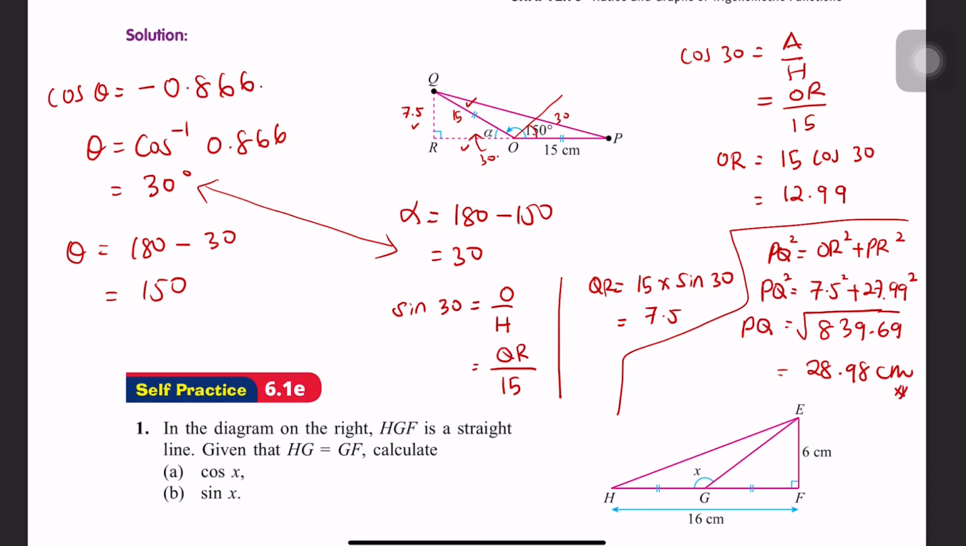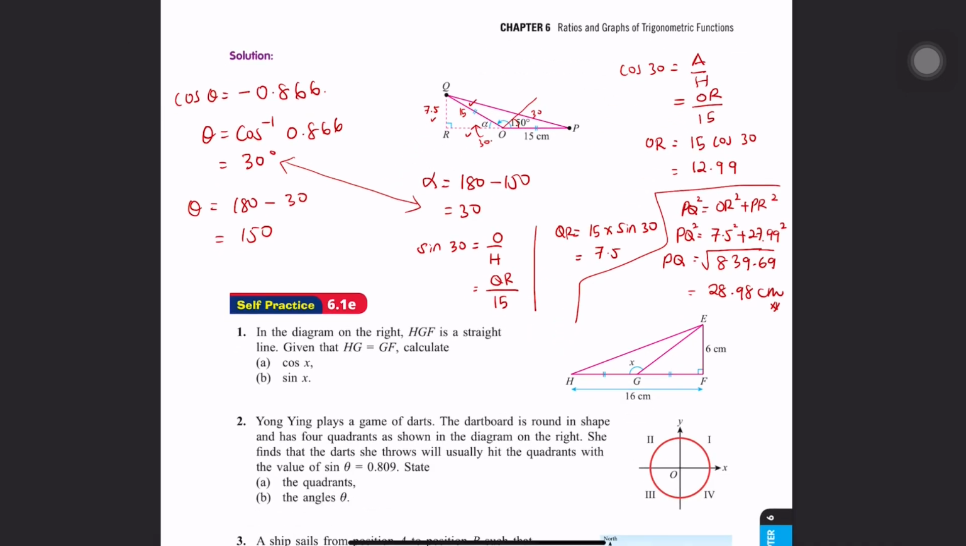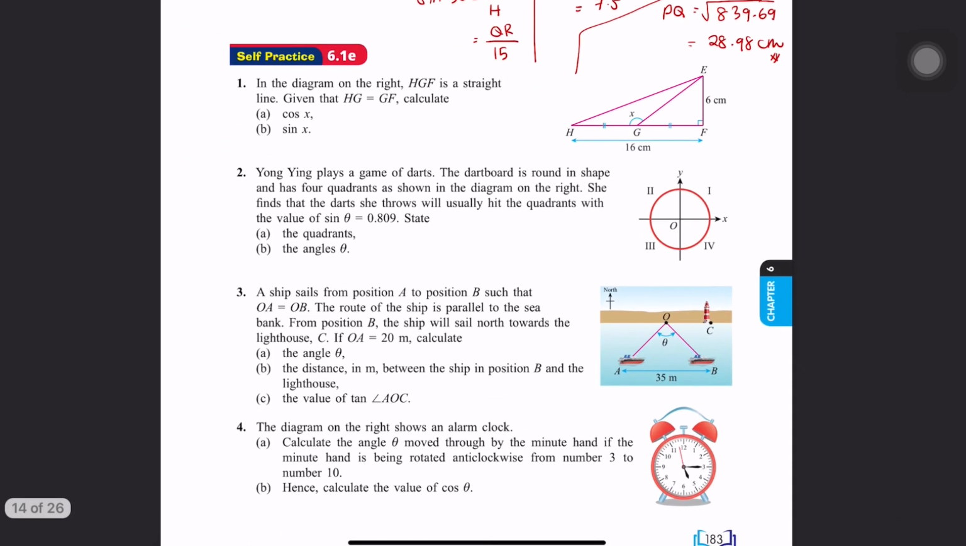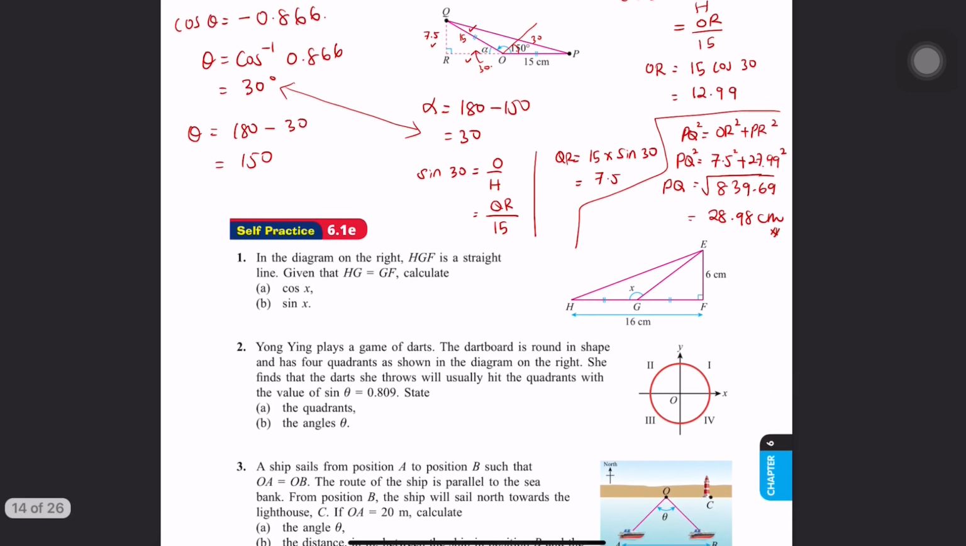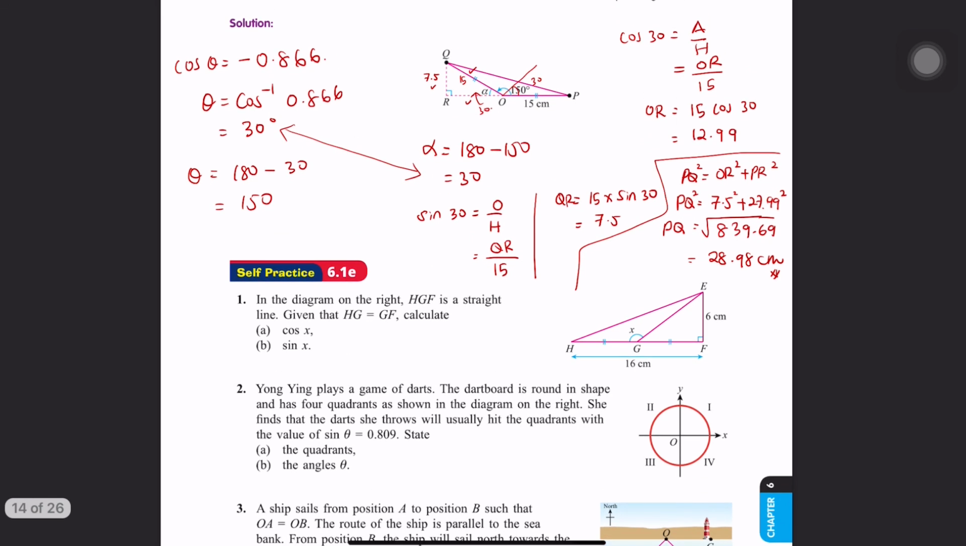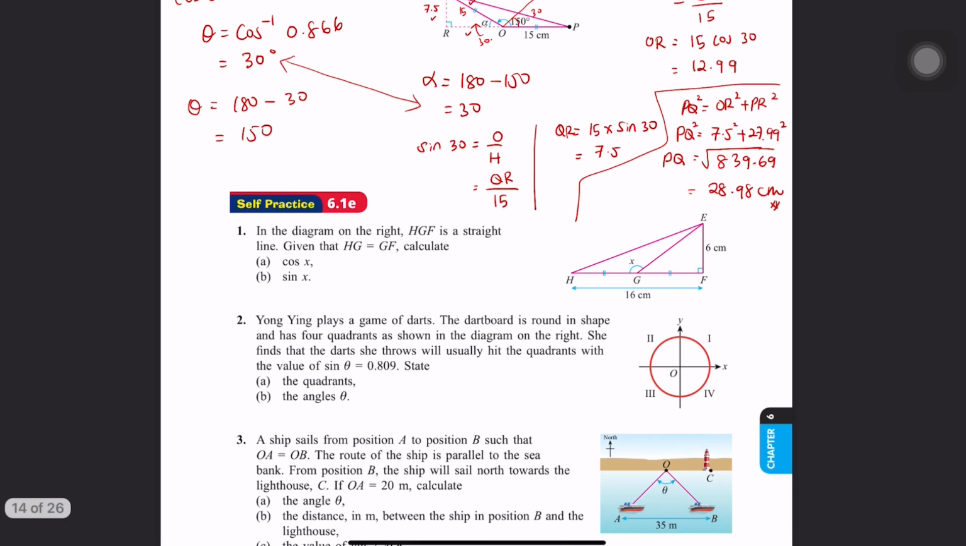Boleh? Okay, macam itu sahaja. Okay, kalau tak faham boleh pause the video, rewind balik lah. Okay, mudah saja ni, tak susah. Okay, so self practice 6.1E. So saya nak cuba nombor 1 dan nombor 2 sahajalah.